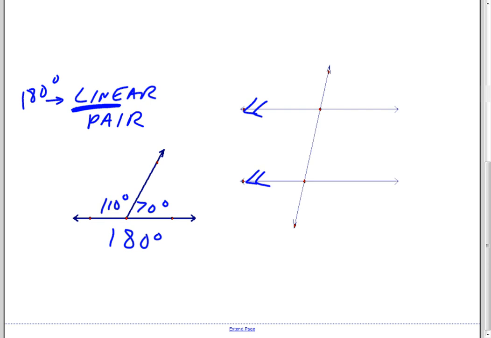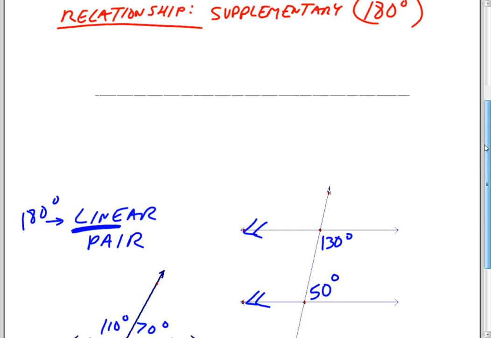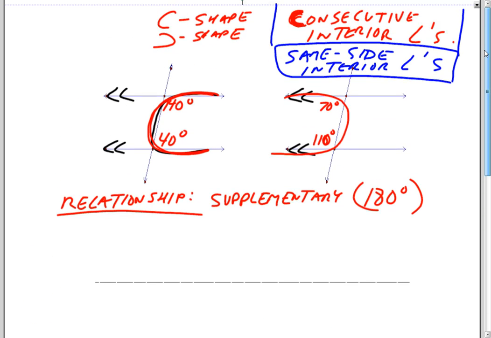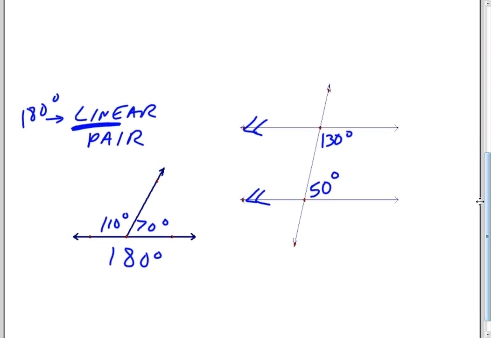One more time. Let's put in 50 degrees there. If you know one, you know the rest. Let's use consecutive angles or same side interior to finish this off. If that's 50, what's got to be right above that? Because of same side interior. Supplementary situation. You got to add up to 180.